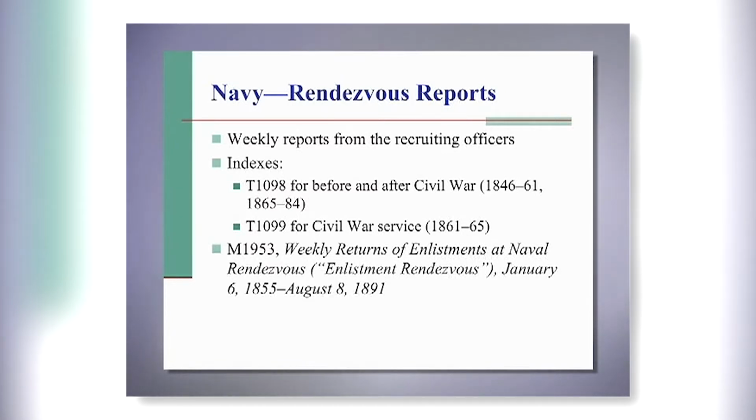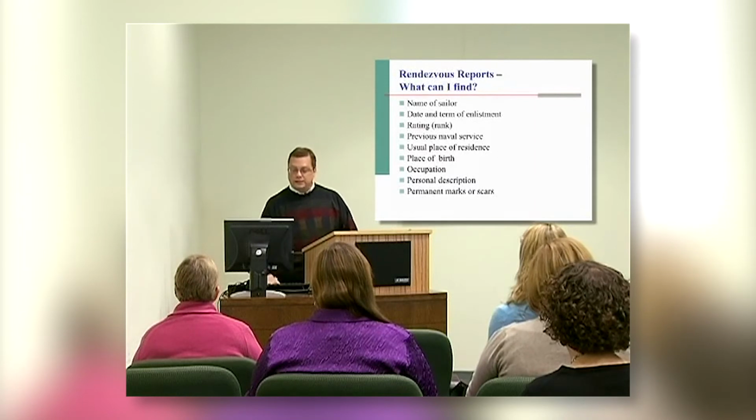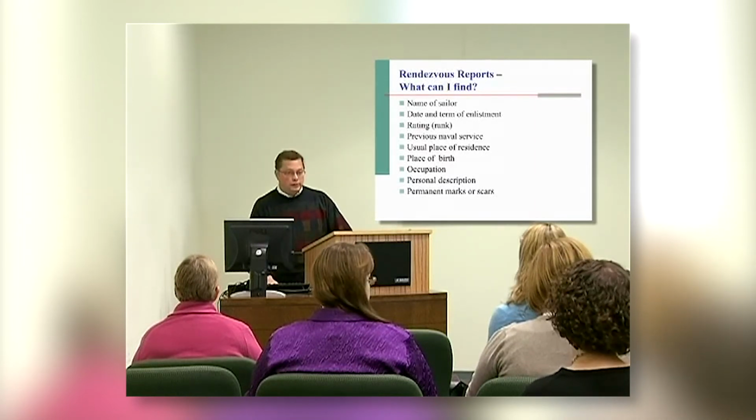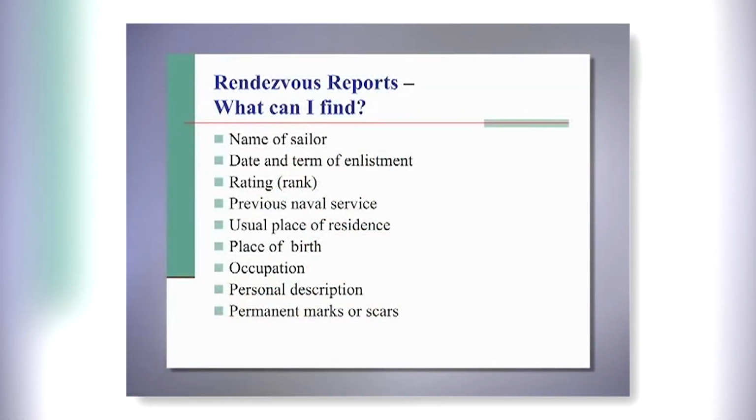And the actual reports themselves, the weekly rendezvous reports, are available on microfilm as well in publication M-1953, Weekly Returns of Enlistments at Naval Rendezvous, from January 6, 1855 to August 8, 1891. Basic information that you can find on the rendezvous report for a typical sailor includes his name, again his date and term of enlistment, his rating, which was the naval equivalent of his rank, his previous naval service, if any, his usual place of residence, which means where he usually resided when he was on land and not at sea, his place of birth, again his civilian occupation, a personal description, and it will also include information about distinguishing marks and scars that he may have had on his person to help, again, further identify who he was.